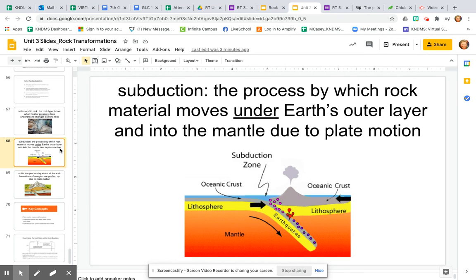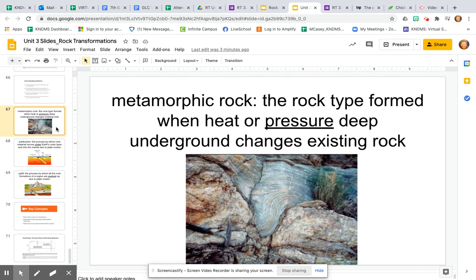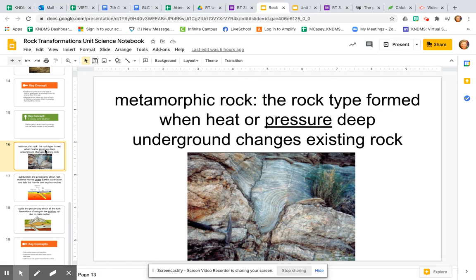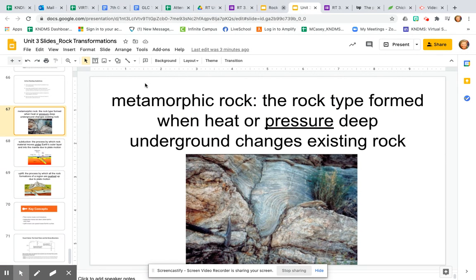You should have also been introduced to this word subduction. Before I go over that, please make sure that you are adding this into your science notebook. It should go on page, let me check real quick here. You'll be able to see these slides in just a minute. Page 13. So this will be a term that you're going to want to pause this video and add into your science notebook on page 13.